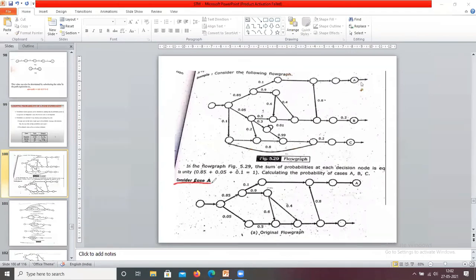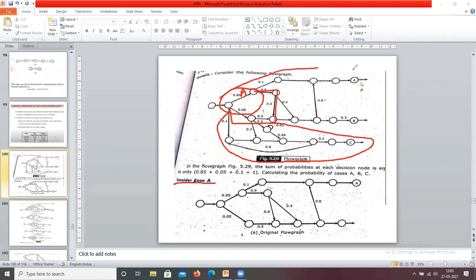So consider the case A. So this is the original flow graph. If you consider only case A, now, so this is the original flow graph. Ignore all these here. Okay, we eliminate all these things. Why? If you consider this case A, here the probability goes like this, means from this onwards you get this also. So for case A, what is the probability? It is 0.85.